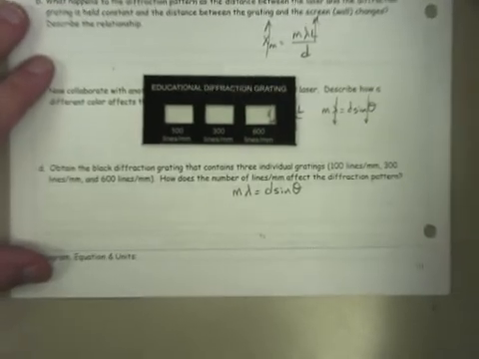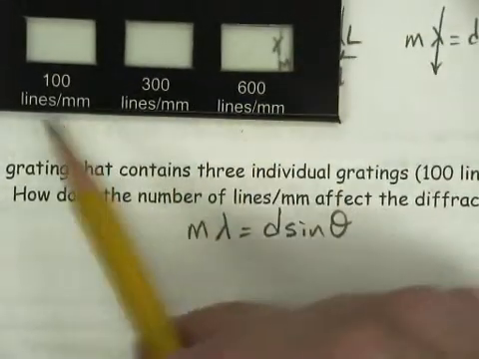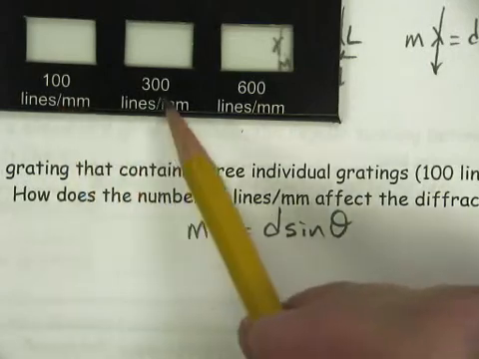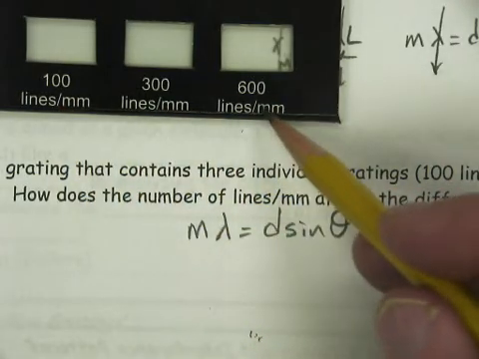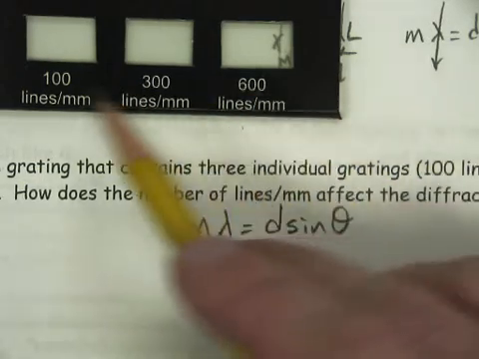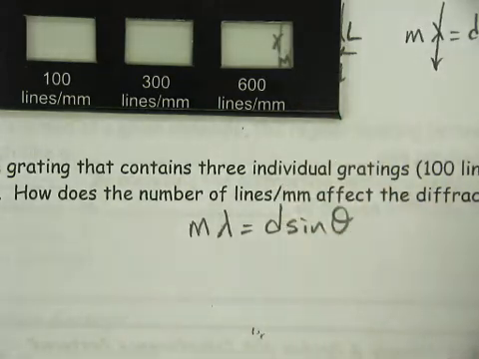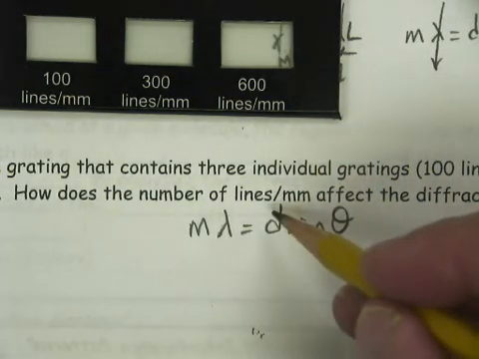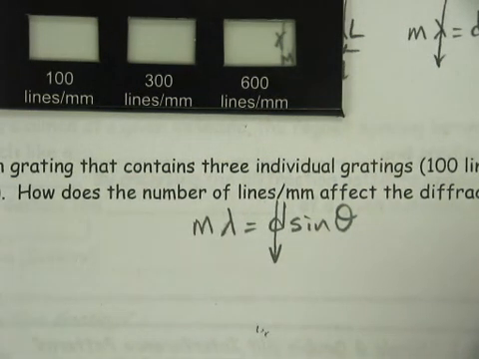And let's think this through real quick. As you go from 100 to 300 to 600 lines per millimeter, D is not 600 lines per millimeter. D is actually the reciprocal of that. So as you go from 100 to 300 to 600, D actually goes down. So if the distance between the lines goes down, what's going to happen to the diffraction pattern?